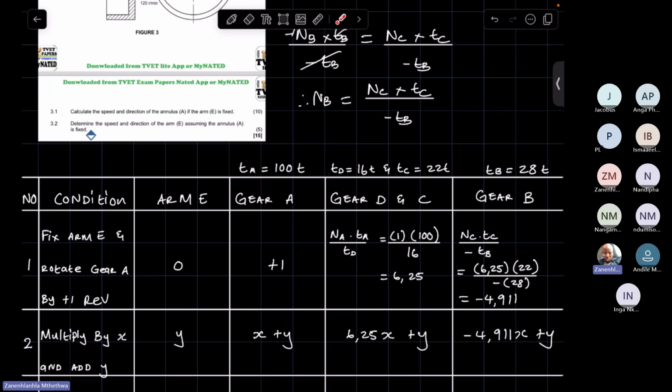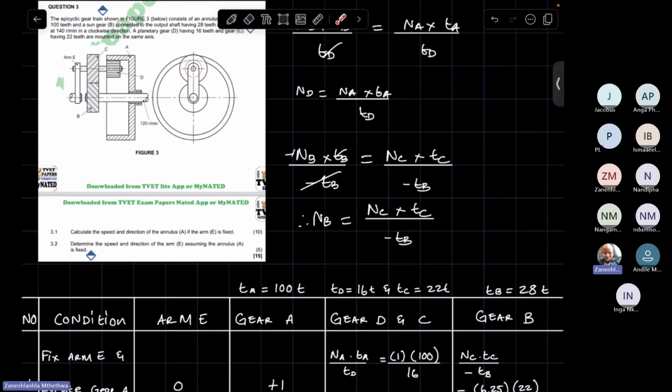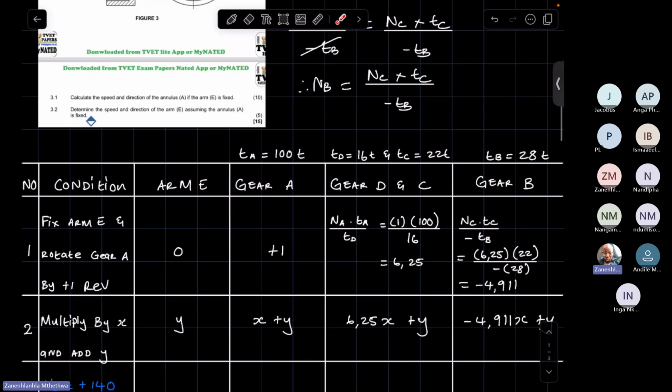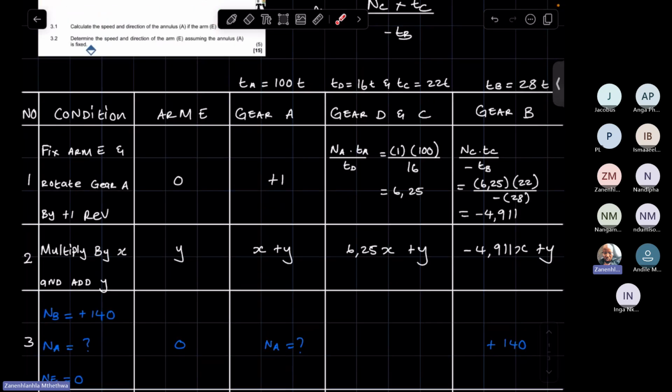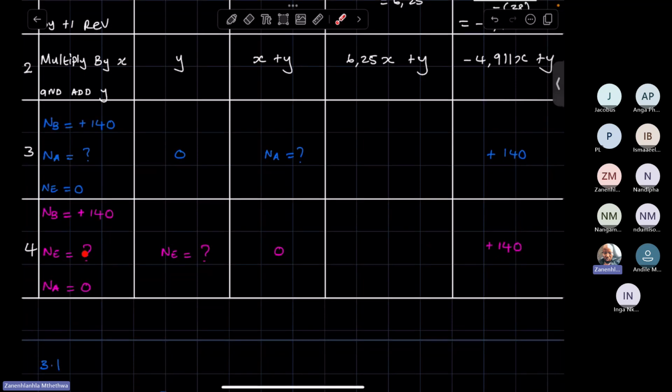And then the third you get from the statement. We already know from the statement that gear B is rotating at 140 revs per minute clockwise. So you have the three things in order to complete a condition. You have what you're looking for, which is NE, the rotational frequency and direction of rotation of the arm. If the annulus is fixed, that's the first assumption. And if gear B is rotating at 140 revs per minute clockwise, which makes the second assumption, hence you are able to complete your fourth condition.